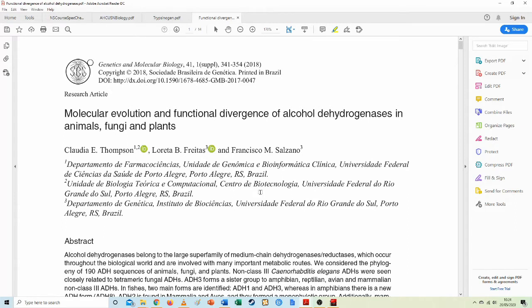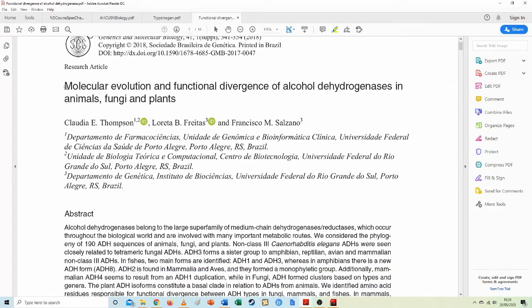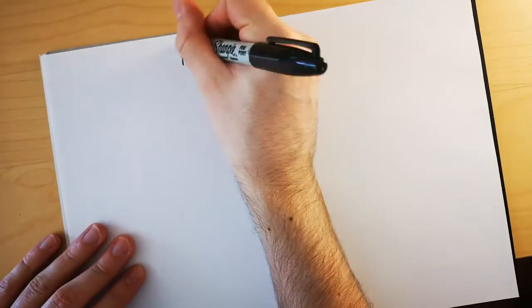It's still quite good. The title for this is Molecular Evolution and Functional Divergence of Alcohol Dehydrogenase in Animals, Fungi and Plants. The first thing I want to do is show you what alcohol dehydrogenase actually does, so we know exactly what we're talking about going forward. Just before we start the paper, it's a really good idea to go through the keywords and the chemistry that we've got for this alcohol dehydrogenase.